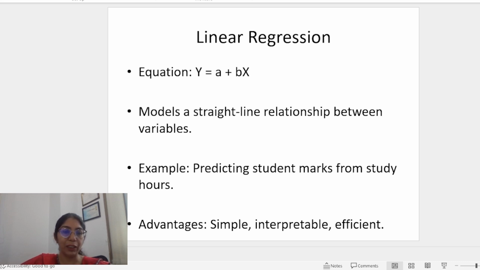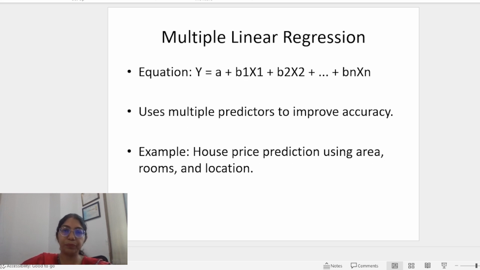of the regression line. The slope here indicates how much the dependent variable changes when the independent variable changes by 1 unit. For example, we can use linear regression to predict a student's marks based on study hours. So the major advantages of linear regression include simplicity, ease of interpretation, and computational efficiency.